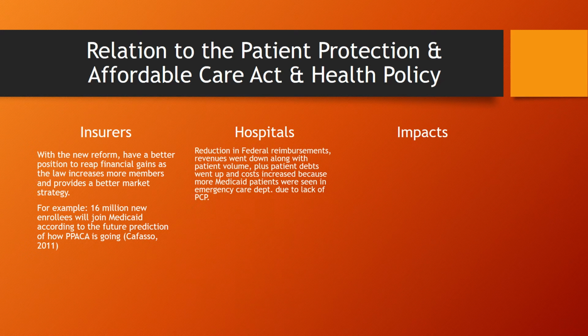And the hospitals. Reduction in federal reimbursement revenues went down along with patient volume, plus patient debts went up and costs increased because more Medicaid patients were seen in the emergency care department due to lack of primary care providers. A lot of times you would see Medicaid patients trying to get into their primary doctor, family doctor, and if they were sick today, their appointment wasn't until 2-3 weeks from now. So this was the reason why there was so much increase in the hospital setting for these Medicaid patients.